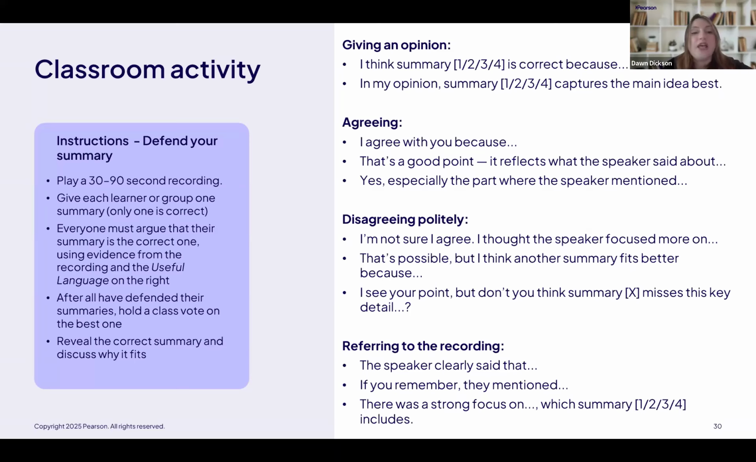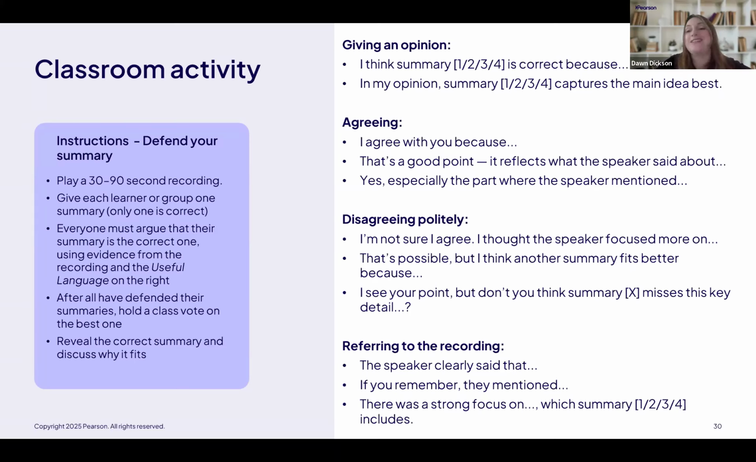You would then give each learner or a group, depending on how you want to structure this, depending on your class sizes, one summary each, but remember only one of the summaries is correct. Then everyone must argue that their summary is the correct one. So I can imagine this being very fun, very dynamic.